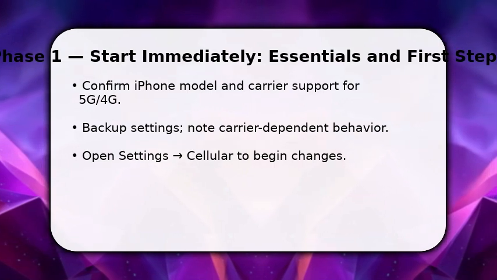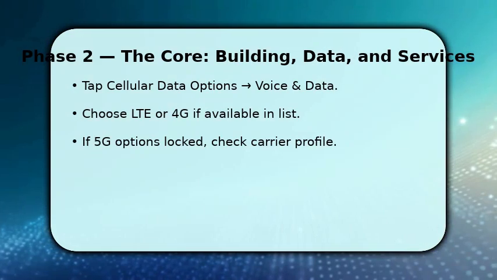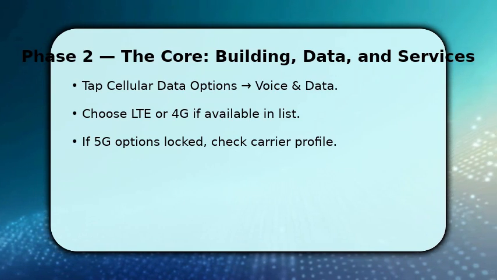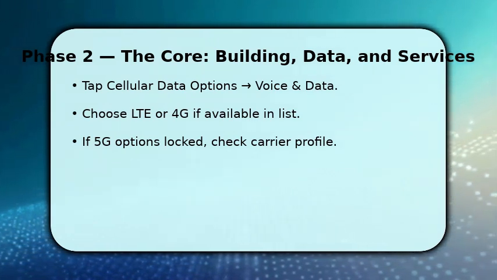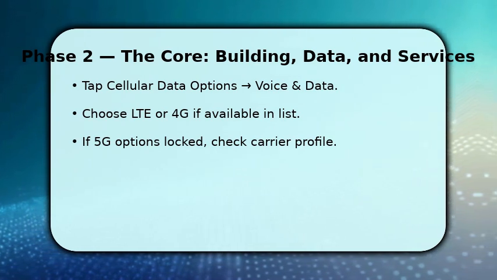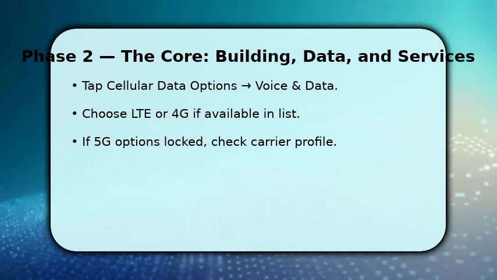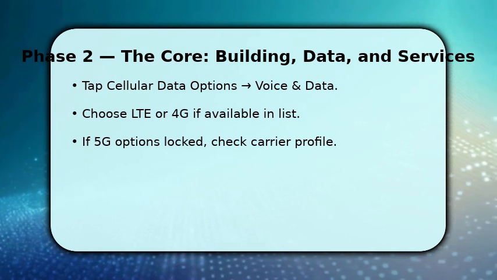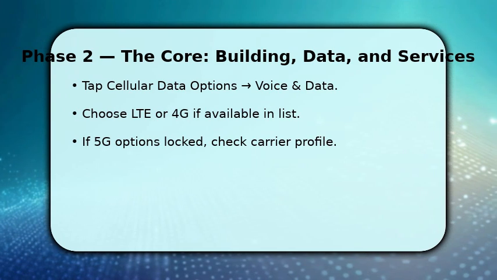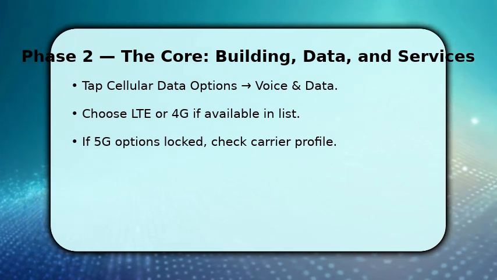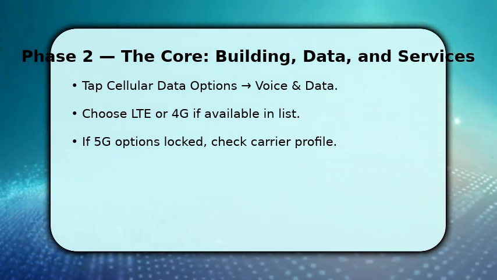Now continue by tapping cellular data options, then voice and data. You'll see 5G on, 5G auto, and LTE or 4G. Choose LTE or 4G to prefer the older network. You're doing this because LTE offers broader compatibility and may reduce battery use in areas where 5G is marginal. Once selected, the phone will attempt to register on the 4G network.